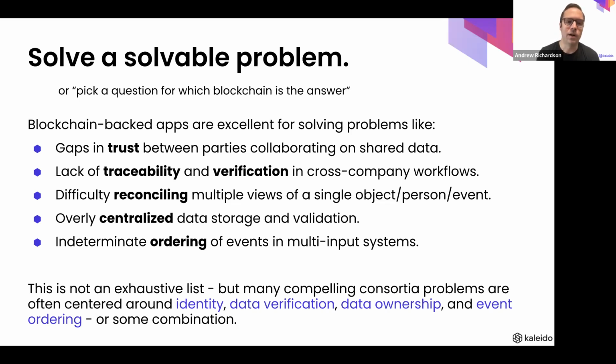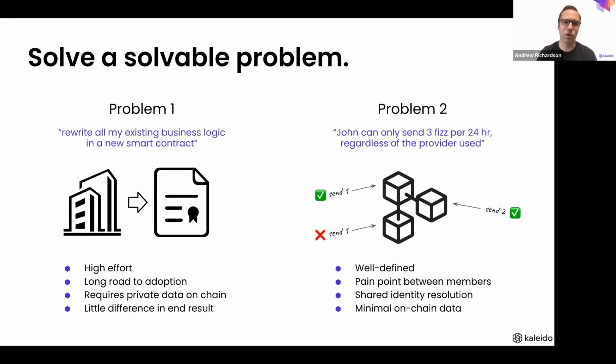On the flip side, if you've tried to solve some problems with disparate data and have ended with an overly centralized solution, blockchain's obviously a way to pull back and take more control over your data again. And of course, ordering. Blockchain is very good at giving you a determinate ordering of events. So just some of the problems that blockchain can solve, right? And starting from one of these is always a good way to kind of frame your planning of a consortium and what problems you're going to try and solve within that consortium.